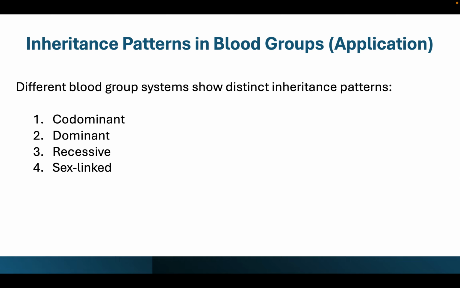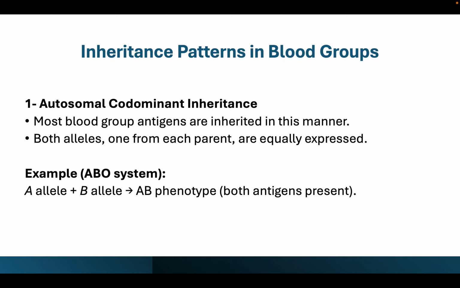The inheritance pattern of the blood groups. There are different blood group systems, and the different blood group systems show distinct inheritance patterns: codominant, dominant, recessive, and sex-linked, and we will see each type in detail.